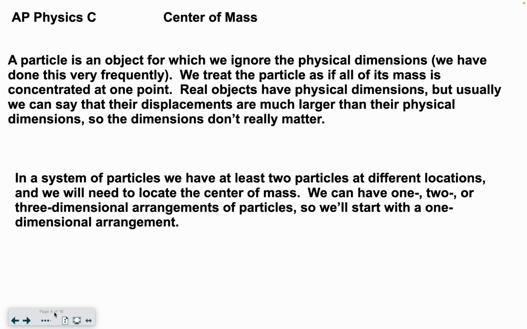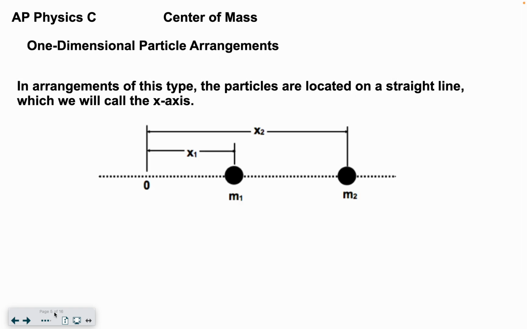We can have one or two or three dimensional arrangements. So we'll start simply with a one-dimensional particle arrangement. Here we see particles located on a straight line axis. We can identify this as the x-axis, and we can see where the origin is. M1 is located at some position x1, M2 is located at x2, and we want to treat this system as if all of the mass were concentrated at one point.